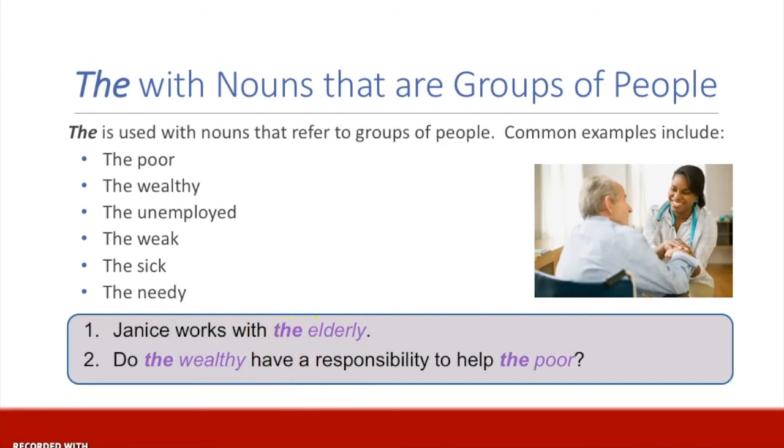Do the wealthy have a responsibility to help the poor? So again, we can use the with wealthy because that represents a group of people, and poor also represents a group of people. These are also generic nouns.